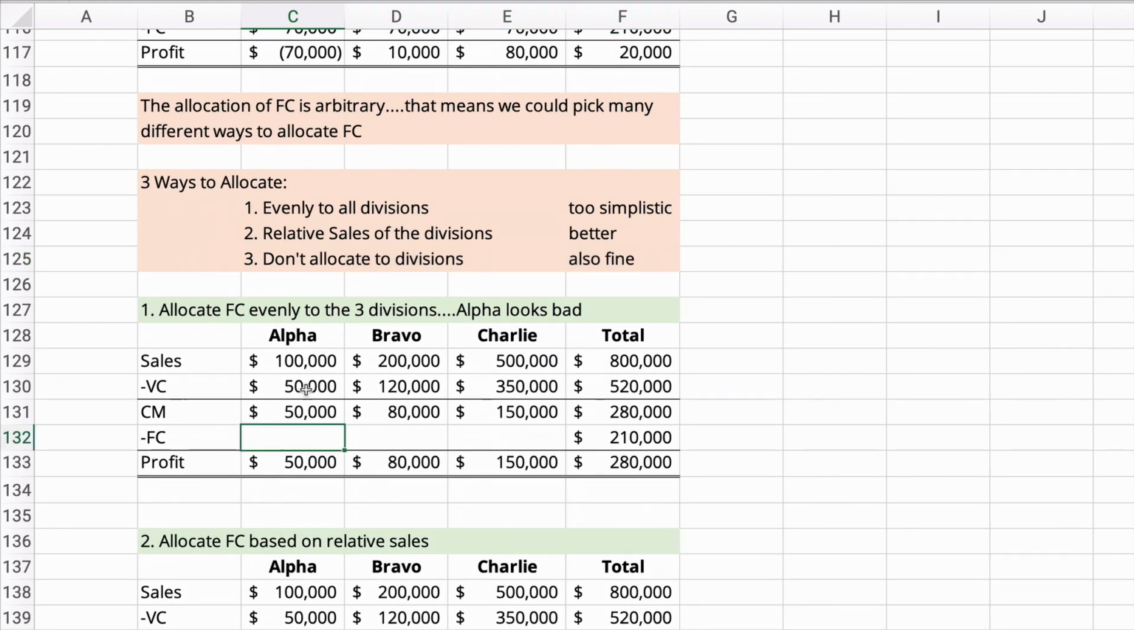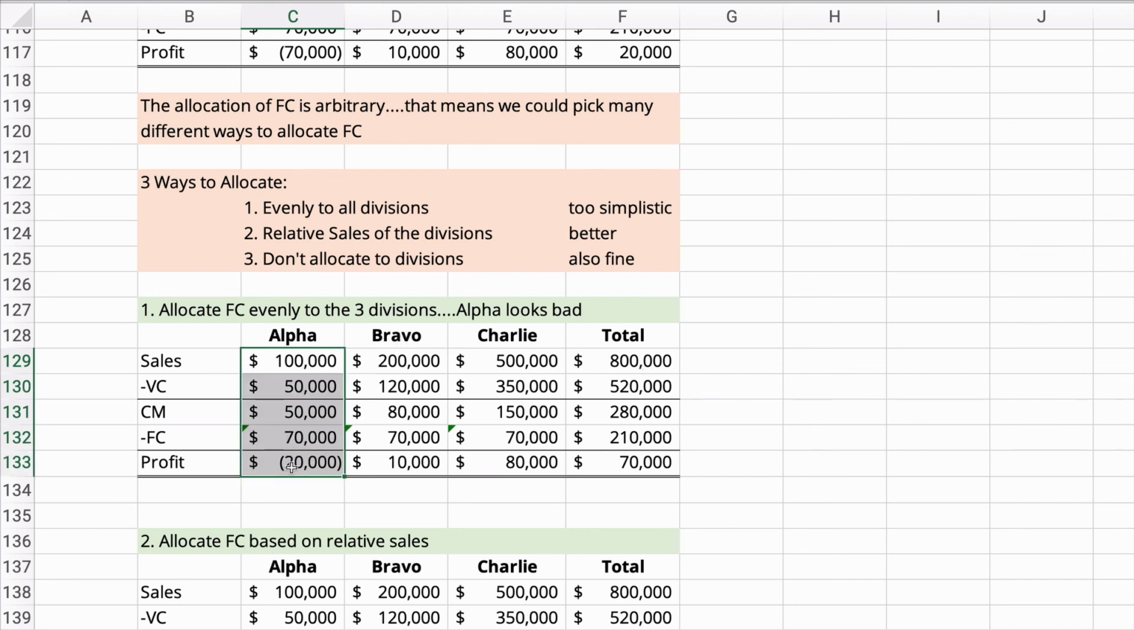They basically said, okay, we have fixed cost of 210,000. We'll take 210,000 divided by 3. There's our 70,000. We'll get 1/3, 1/3, 1/3. So that's the problem that we had. They allocated evenly to the 3 divisions, and Alpha looks bad because of this, because only 100,000 out of 800,000, 1/8 of the sales, and they get 1/3 of the fixed cost. That's a lot. And so yes, Alpha looks bad.